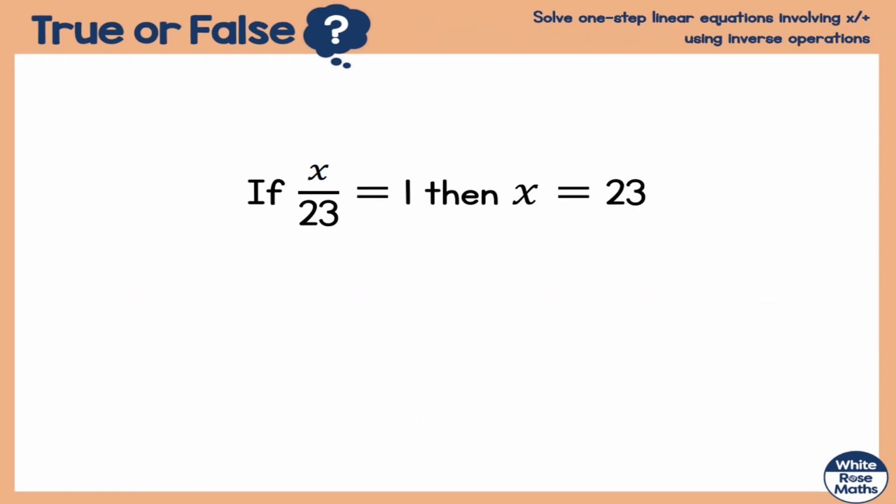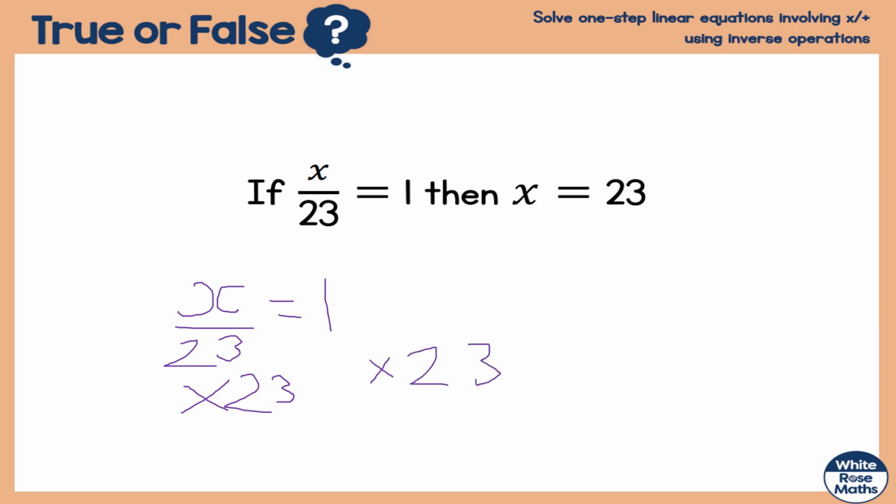The next one. If x over 23 is equal to 1, then x equals 23. Well, if I solve this equation, x over 23, or x divided by 23, is equal to 1, the opposite of divided by 23 is times by 23 on both sides. So I'm going to do that to both sides to balance it. I get that x is equal to 1 times 23, which is equal to 23. So this statement or claim is true, guys.